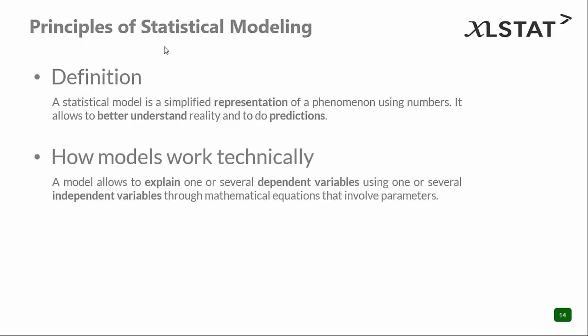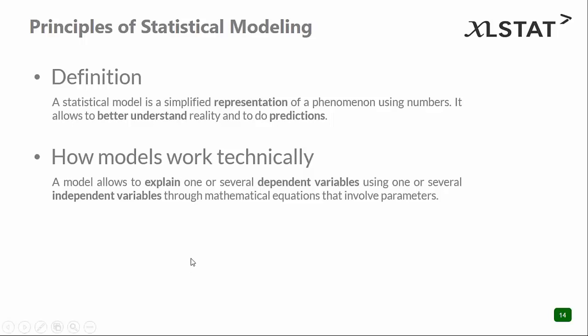A model allows us to explain one or more dependent variables using one or several independent variables through mathematical equations that involve parameters. So we often have at least one dependent variable, or one variable we are seeking to explain, using one or several independent or explanatory variables that are here to explain this variable we want to explain. And the link between the variables we want to explain and the explanatory variables is simply an equation that involves parameters. So all of this, variables, independent and dependent, parameters, and the mathematical equation, is called a statistical model.